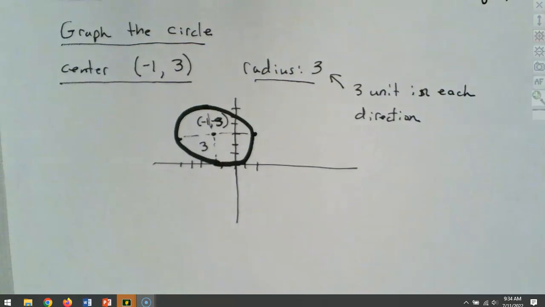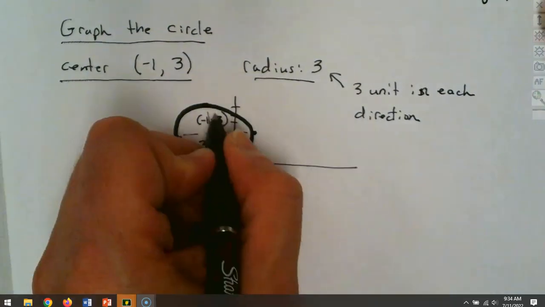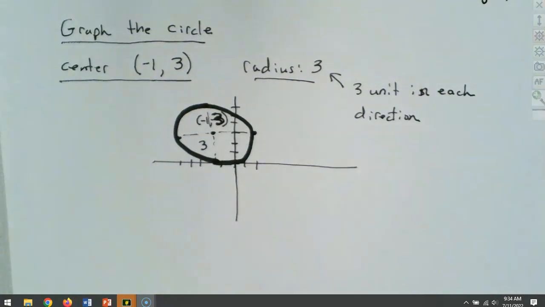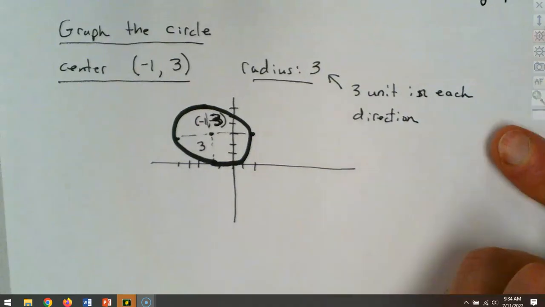If your radius was 8, you'd go 8 units in each direction. Find your center first. Once you've got your center, then you go 3 units in each direction. Make your circle, and you're done.